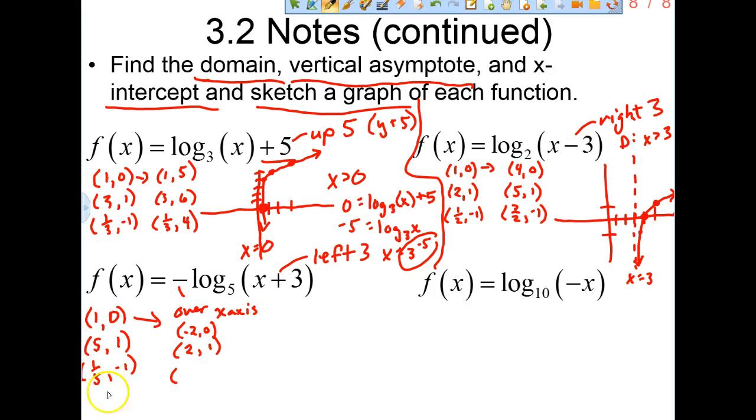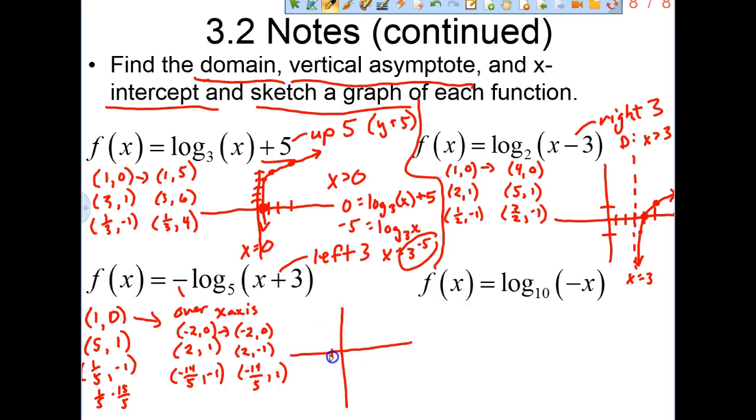And 1/5, negative 1, if I shift 1/5 to the left 3, that means I'm taking 1/5 and subtracting 3. And so sometimes people make a mistake. 1/5 minus 3, so that'd be like subtracting 15/5. So I get negative 14/5, right? Or negative 2 4/5, comma, negative 1. So that's the shift. Then we reflect. So what does that mean? Reflect over the x-axis. That means make the y value the opposite. So negative 2, 0 stays as negative 2, 0. Then 2, 1 becomes 2, negative 1. And negative 14/5, negative 1 becomes negative 14/5, positive 1. So now let's plot those things.